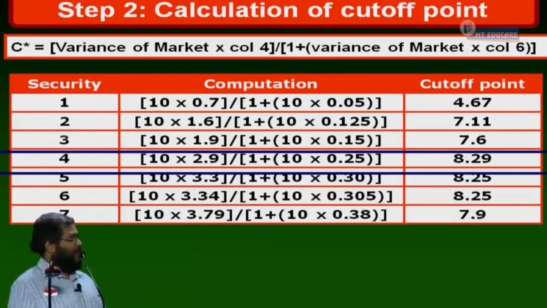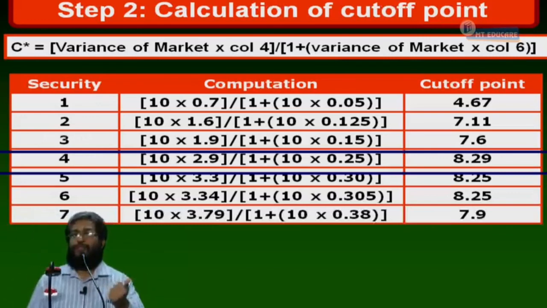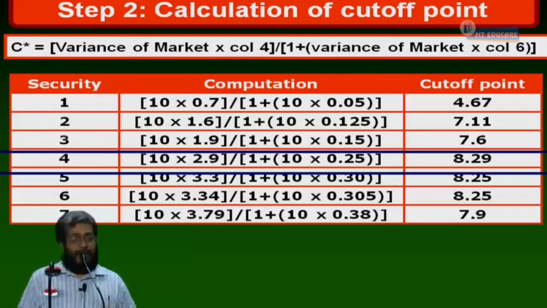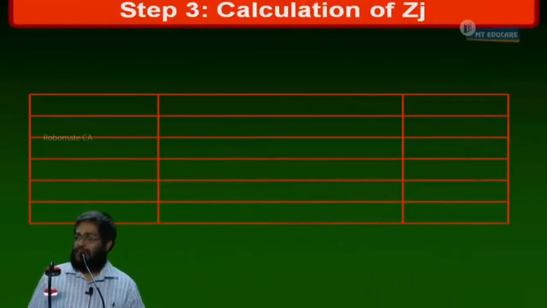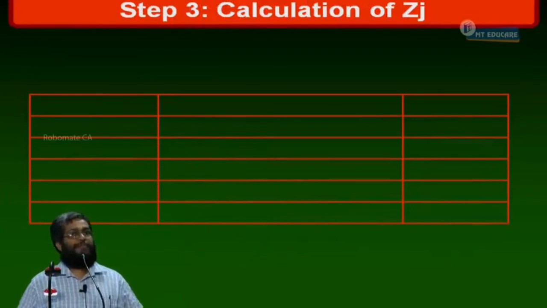Now, I am going to invest in security 7 up, 6 no. I want to invest only in securities 1, 2, 3, 4. Equal amount? No, in a given proportion, for that only Zj is going to be helpful. The last but one step, step 3, calculation of Zj.